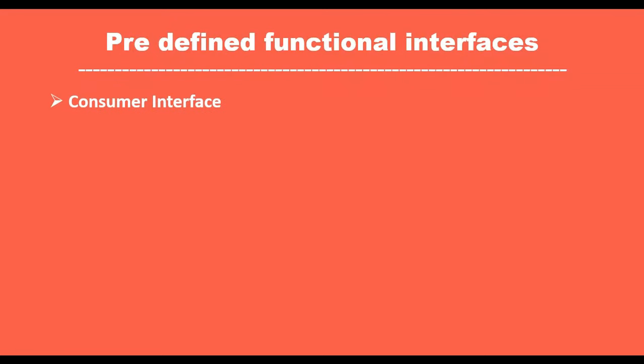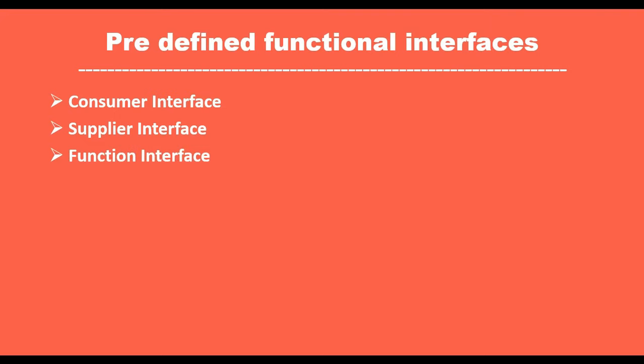So first we'll begin with the consumer interface. We'll understand the consumer interface with its implementation using Lambda expression, and we'll start with the basics and learn a lot about its usage. Next we'll see the supplier interface and its implementation using Lambda expression, and we'll see how to use the supplier interface and its use cases.